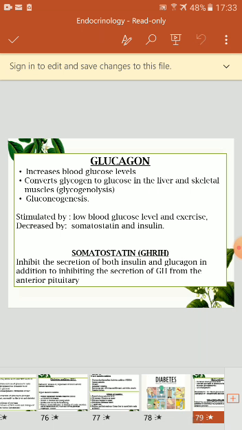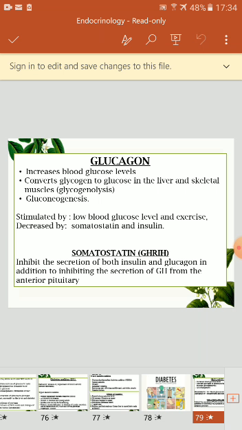The other hormone of the pancreatic islets is glucagon. Glucagon hormone is released from the alpha cells of the pancreas. Its function is to increase the blood glucose level, and it converts glycogen to glucose in the liver and the skeletal muscles. It promotes the process of glycogenolysis, and it promotes gluconeogenesis as well. So these are functions that are opposite to the functions of insulin.